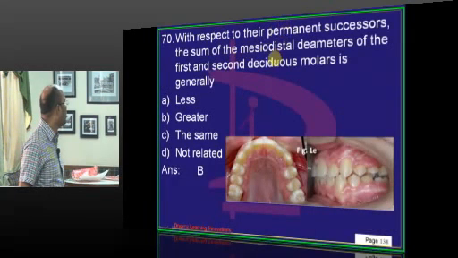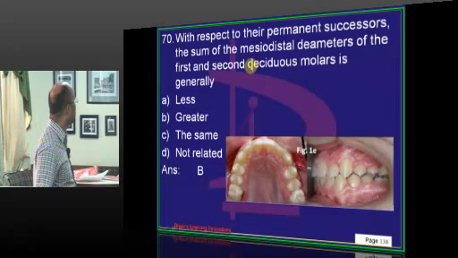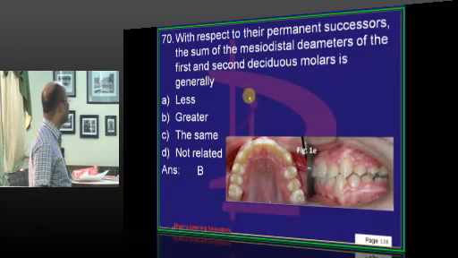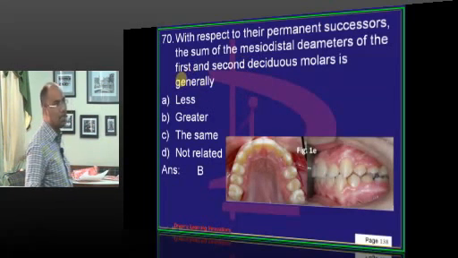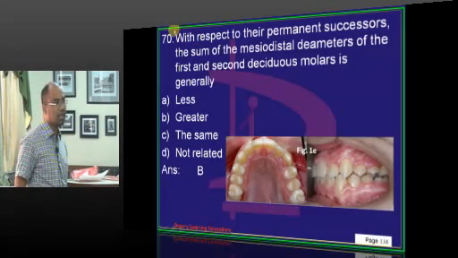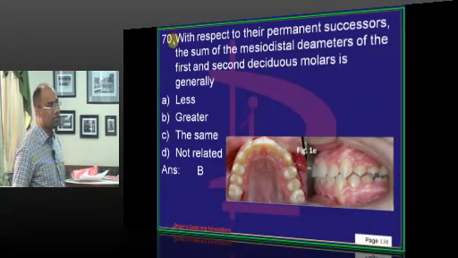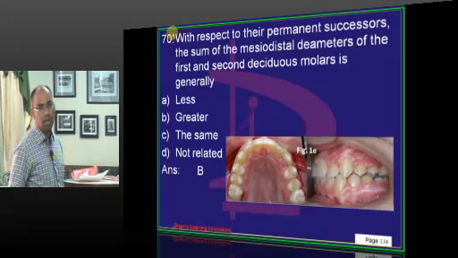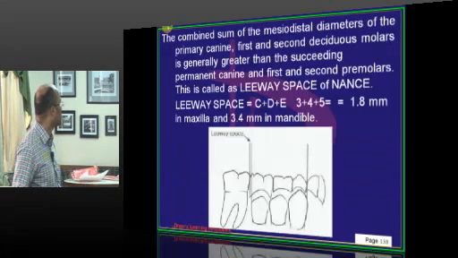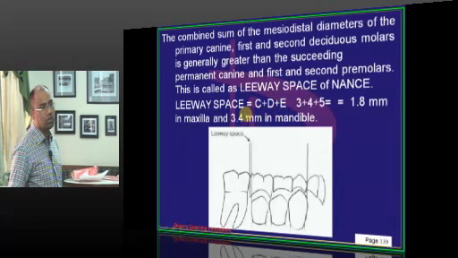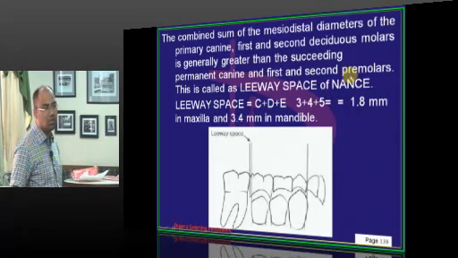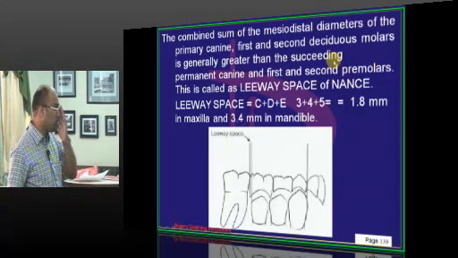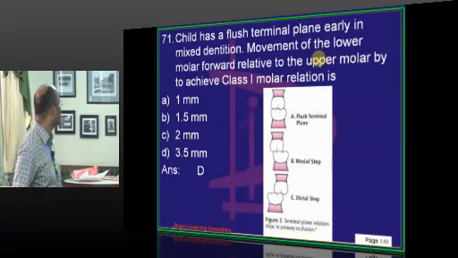With respect to their permanent successors, the sum of the mesiodistal diameters of first and second deciduous molars is generally greater. The first and second deciduous molars, the mesiodistal width is more, isn't it? Primary molars. That is your leeway space. So when you minus CDE from 345, it is 1.8 in the upper and 3.4 in the lower.